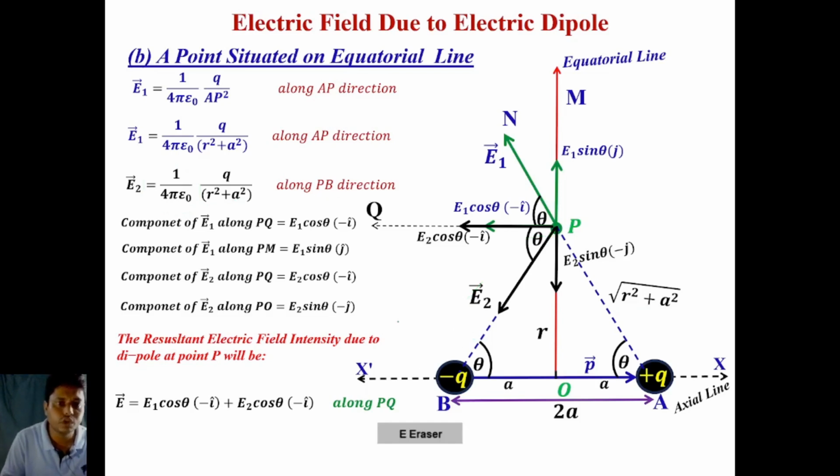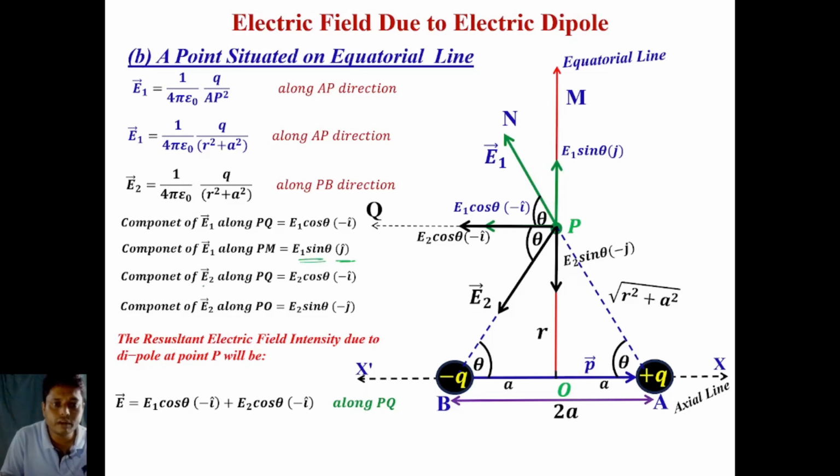Okay. Now, components of E1 along PQ direction. So, E1 direction is along this direction. This one is your E1 direction, and its component along PQ direction, or along negative x axis direction, is E1 cos theta minus i cap. So, this is in the vector form. Here also it is written in vector form. Likewise, E1 vector along PM direction. PM means along positive y axis direction. Positive y axis direction will be E1 sin theta j cap.